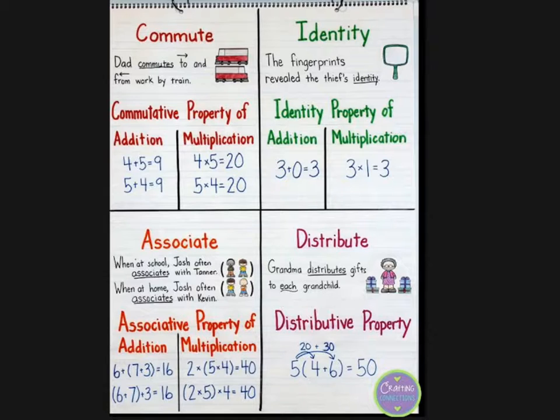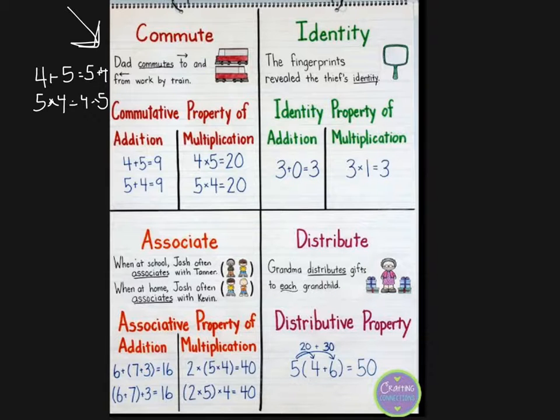First off, we have the commutative property, this one right here. And they said to remember that you can think of a commute. Dad commutes to and from work by train. And the commutative property says that like 4 plus 5 equals 5 plus 4. They kind of commute. They go back and forth. It also says the commutative property of multiplication says 5 times 4 is the same as 4 times 5. So again, those numbers can be flip-flopped, and it doesn't matter the order that you compute them in.